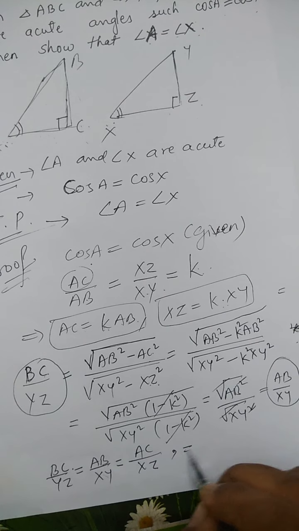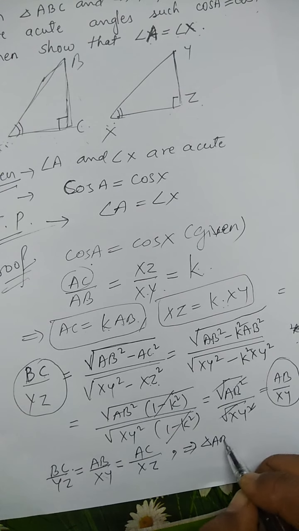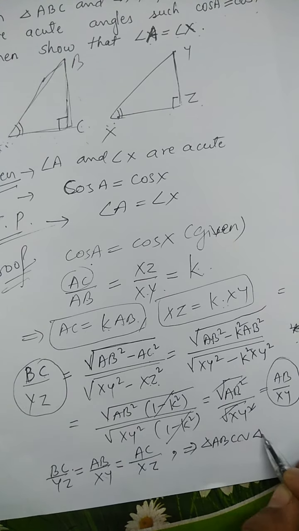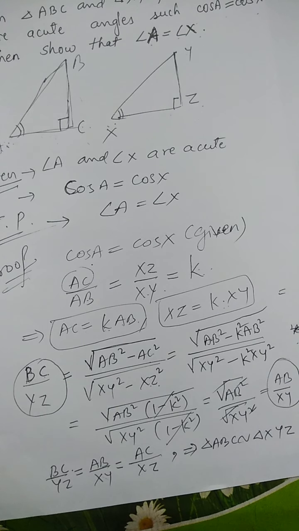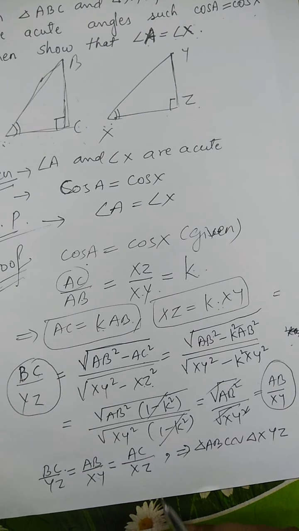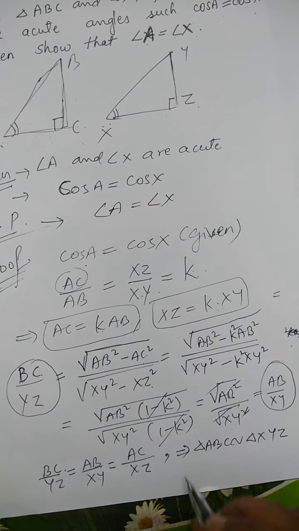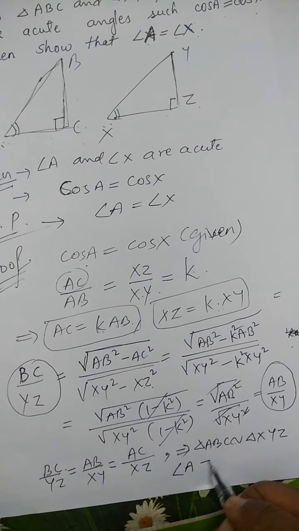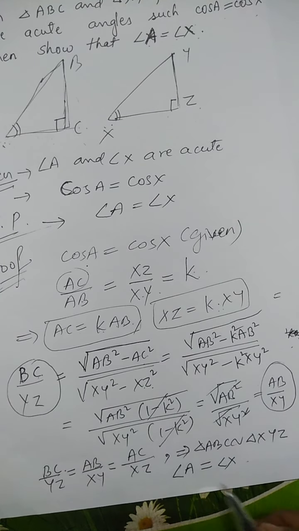Hence, triangle ABC is similar to triangle XYZ. If triangles are similar, then corresponding angles are equal. So which angle do we want? Angle A is equal to angle X. Okay.